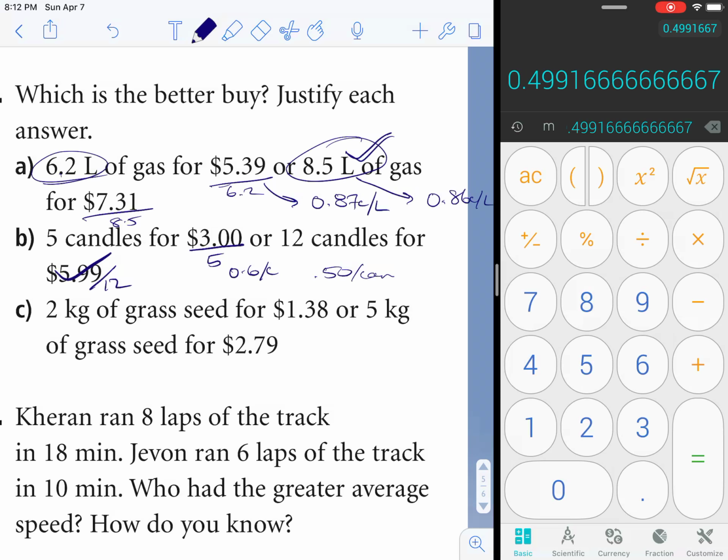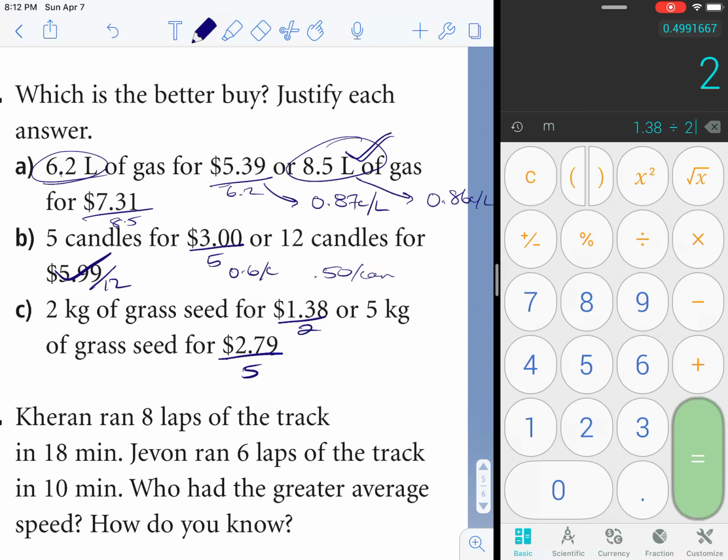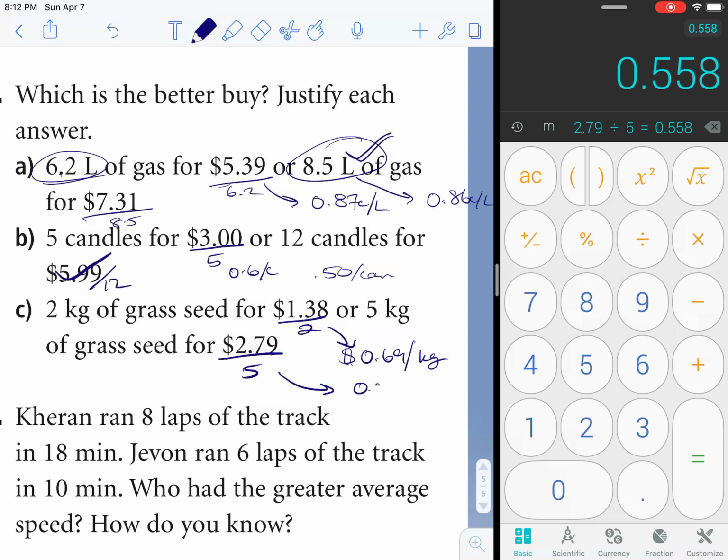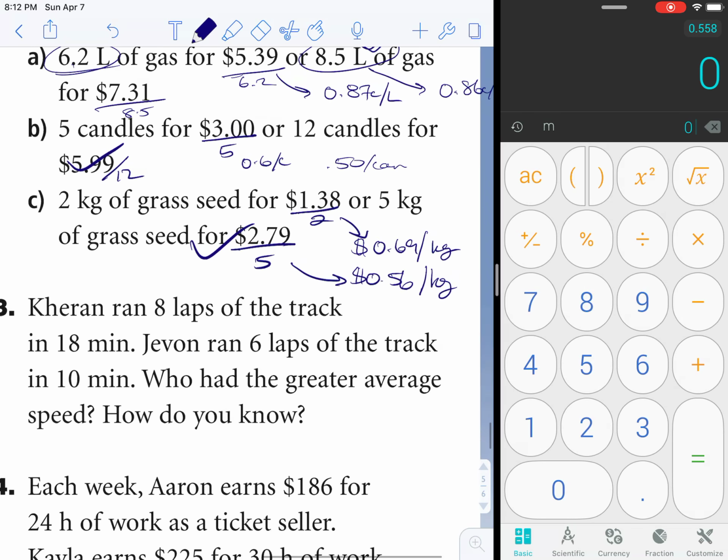It's a better deal. 2 kilograms of grass seed, so divide the money by amount. Money by amount, so $1.38 divided by 2. This unit rate is 69 cents per kilogram. And 279 divided by 5. This one is 56 cents per kilogram. So which one's better? Well, I guess if you want 5 kilograms of grass seed, there you go.